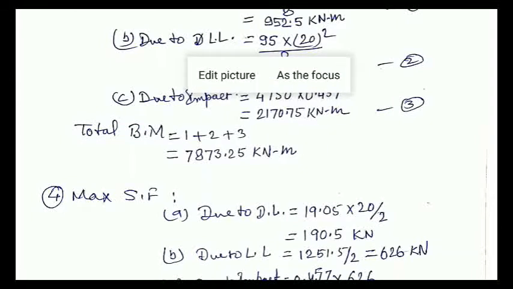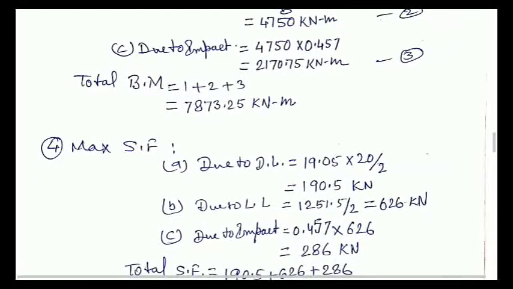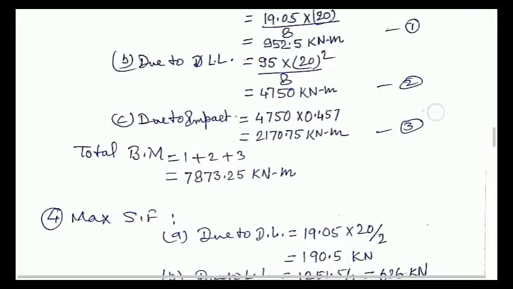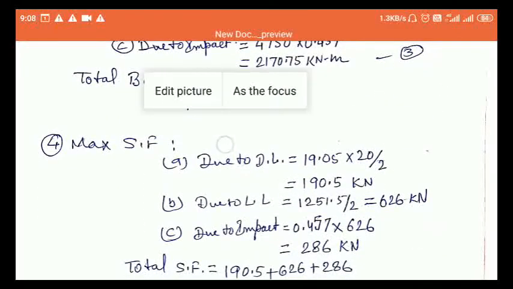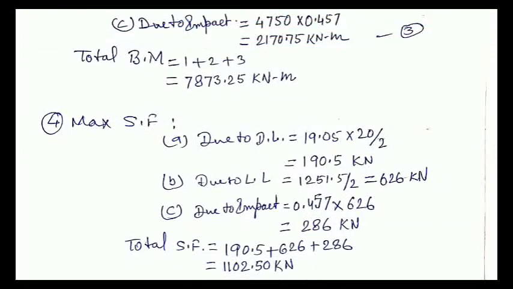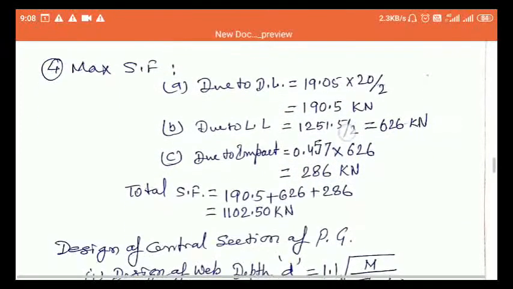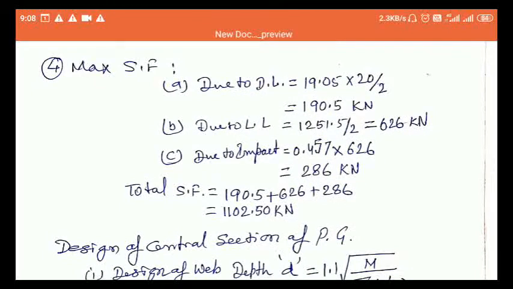2170.75 kilonewton meter. Now the total bending moment, add all the three heads 1, 2 and 3, so it comes out to be 7873.25 kilonewton meter. Now find out the maximum shear force.